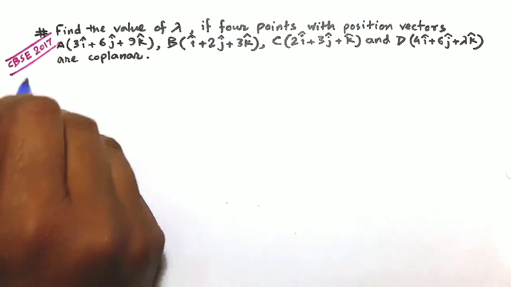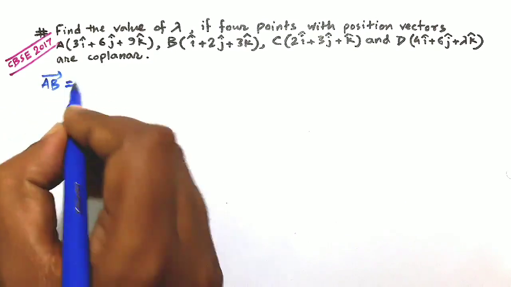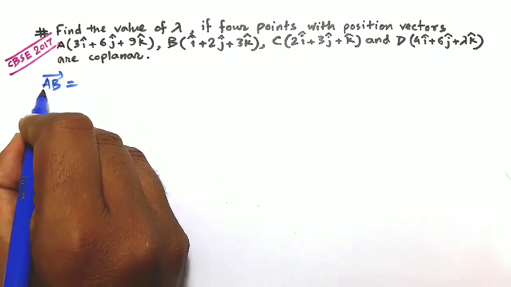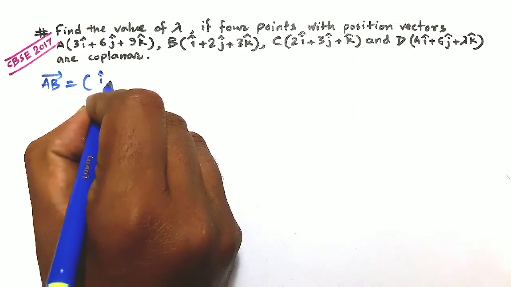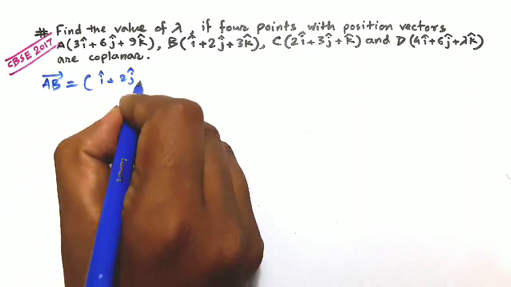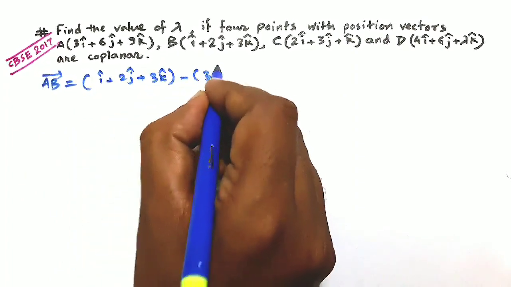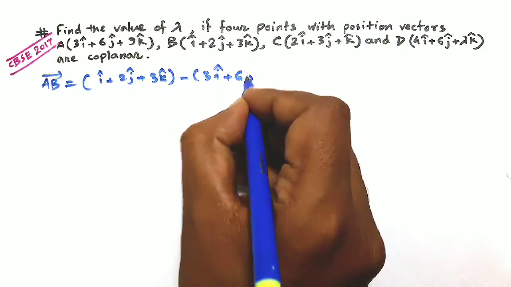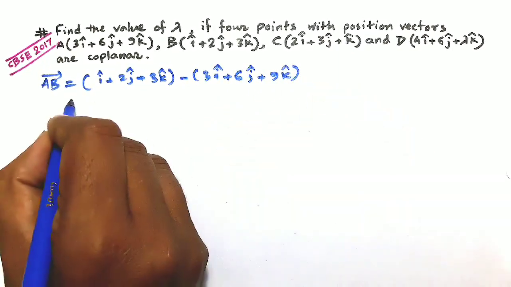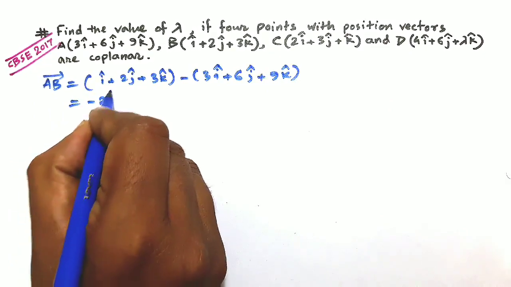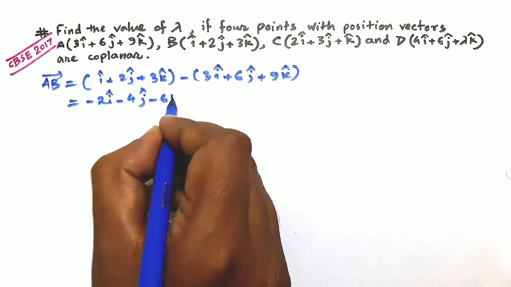First of all, we have to find out the vector AB. The vector AB is equal to the position vector of B minus the position vector of A. So I have to write i cap plus 2j cap plus 3k cap minus 3i cap plus 6j cap plus 9k cap. So we are getting here minus 2i cap minus 4j cap minus 6k cap.